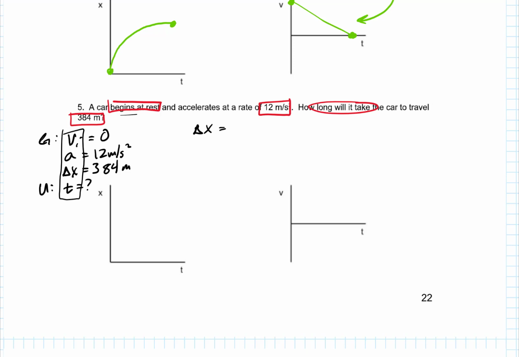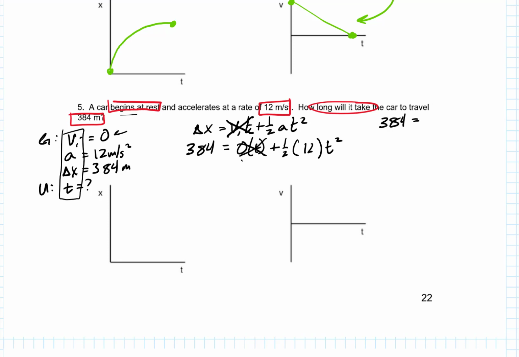That is, delta x is equal to initial velocity times time plus 1/2 acceleration times time squared. Because the initial velocity is 0, that whole term goes away. So let's plug everything else in. We have 384 is equal to 0 times time. That's why that goes away. Plus 1/2 times the acceleration of 12 times time squared. So that gives me, let's write it up here, 384 is equal to, we don't have to write down that 0 part, 6 times t squared.